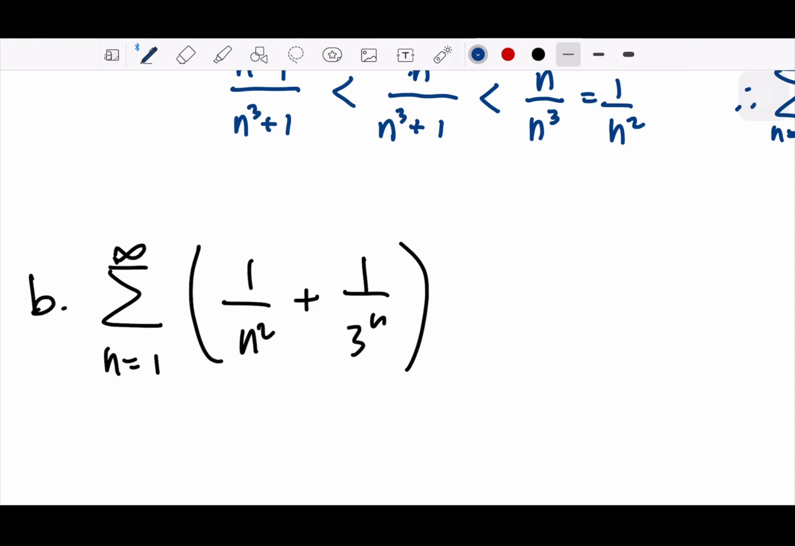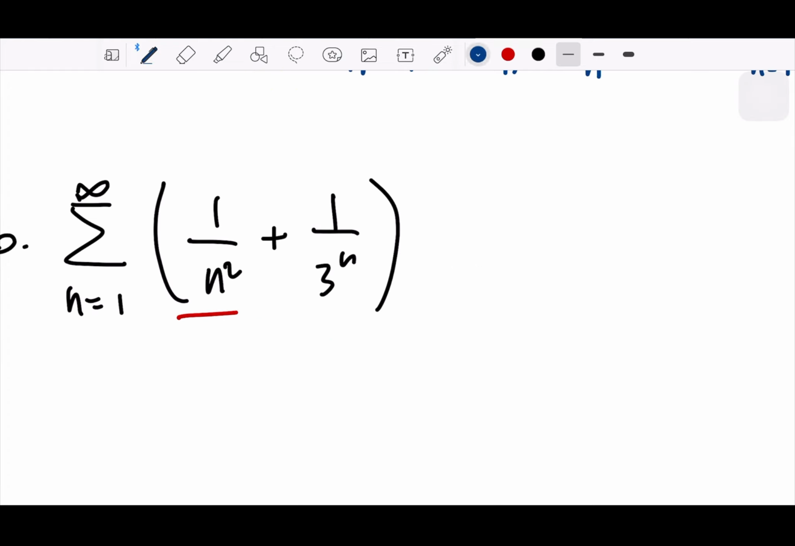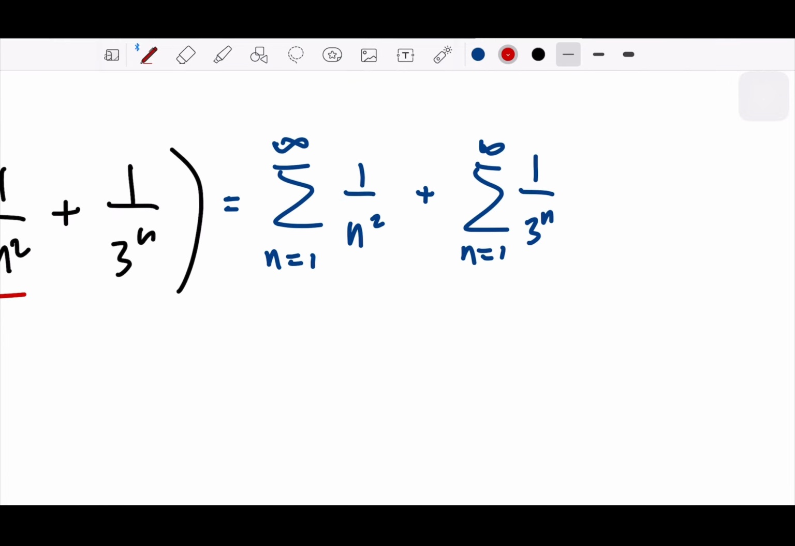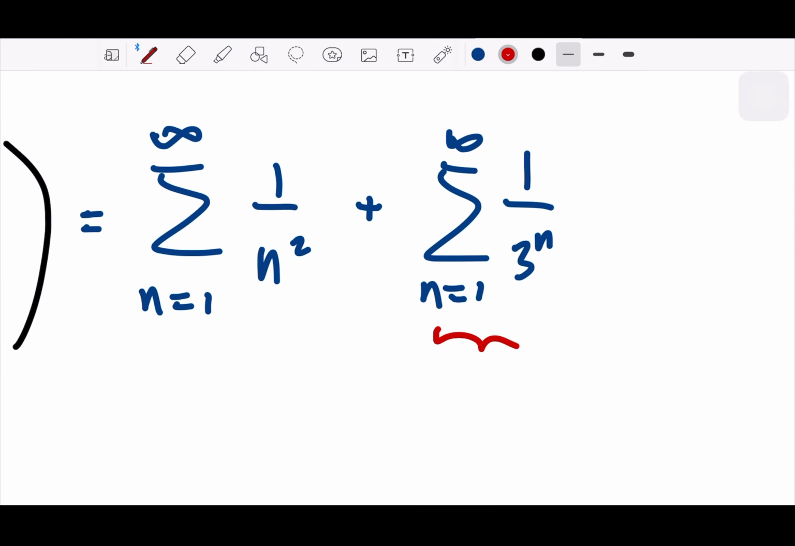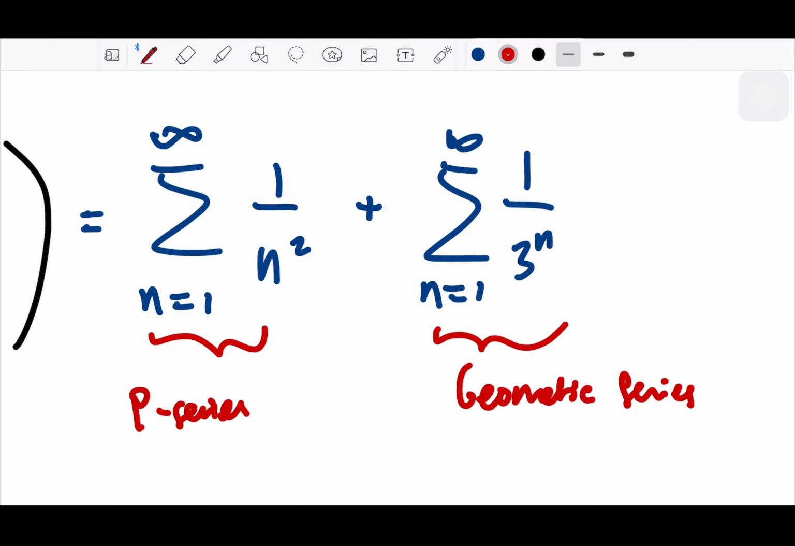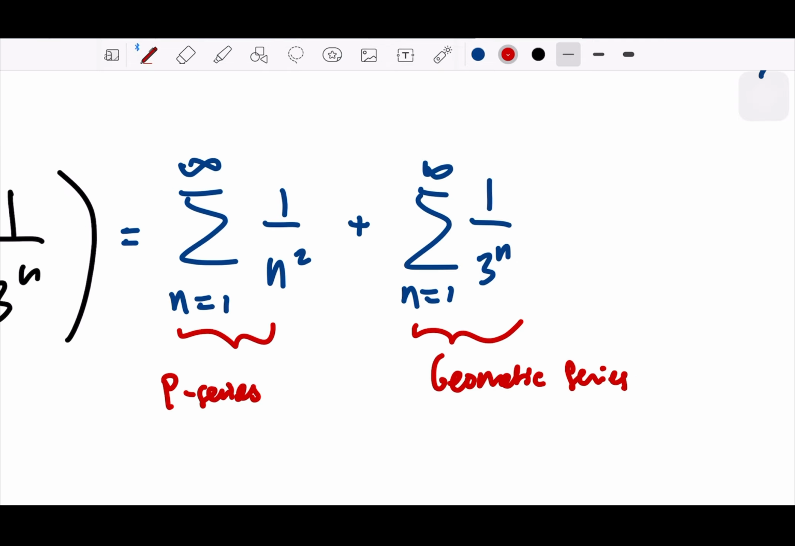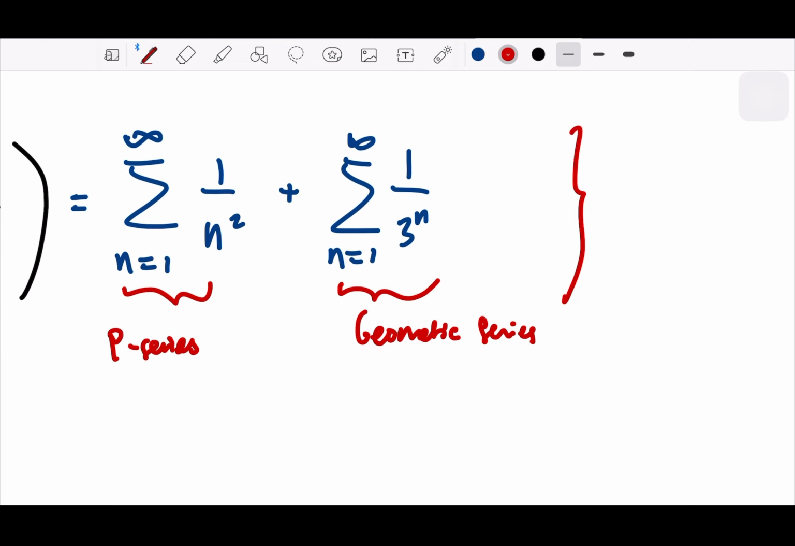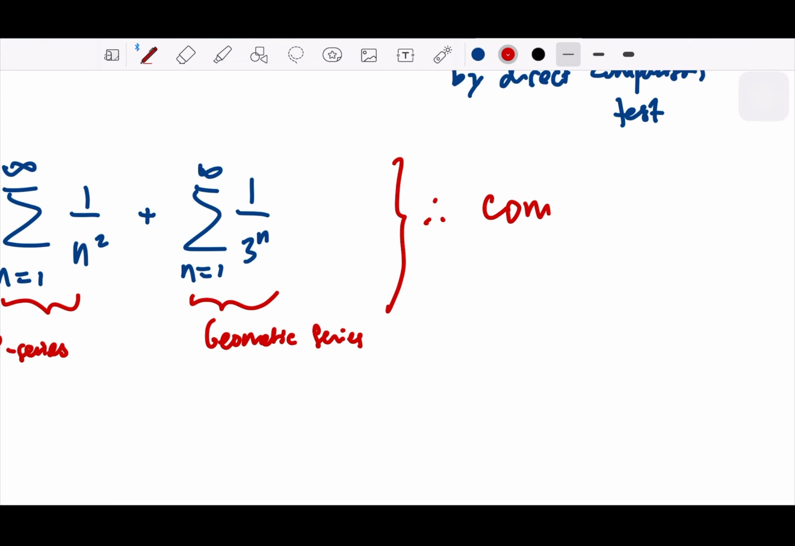Because this converges and this converges, we can say that this is a P series, or let me write that this can be written as 1 over n squared plus. Okay, so we can say that this will be a geometric series, and this will be a P series. So the series conclusion is convergent.